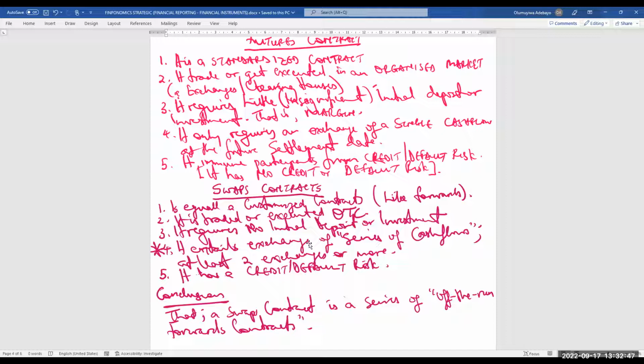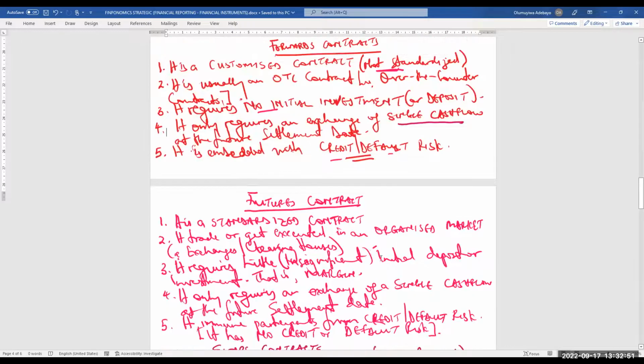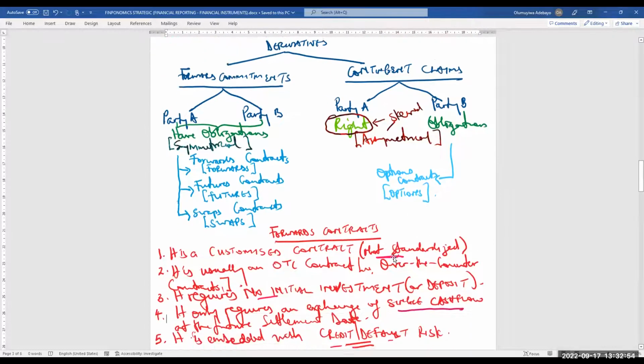That is that. Any question before I move to the one that is totally different from them, which is the option? Any question?